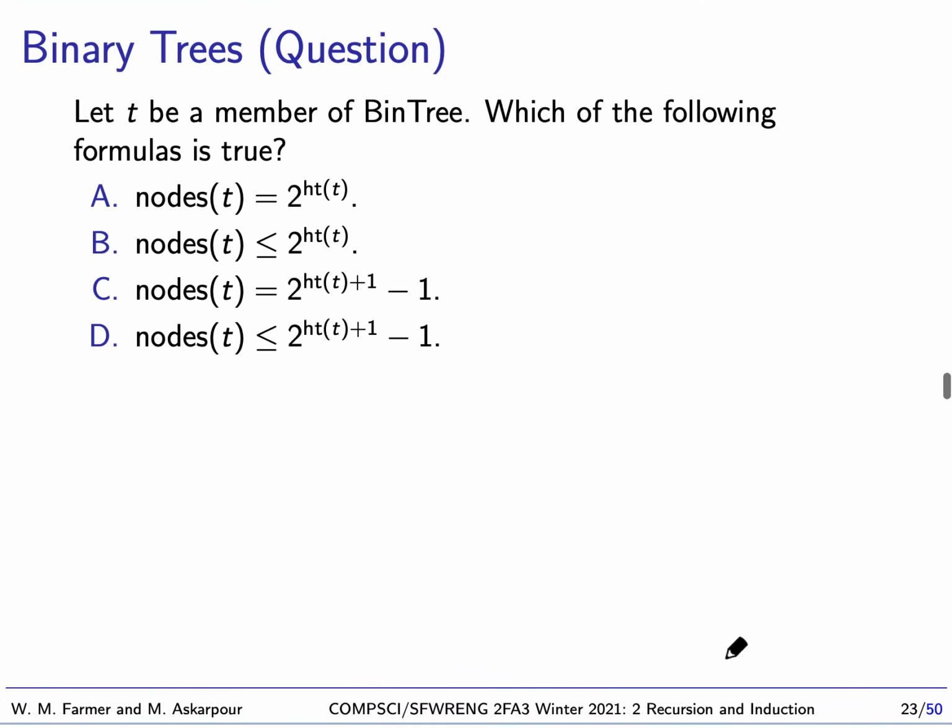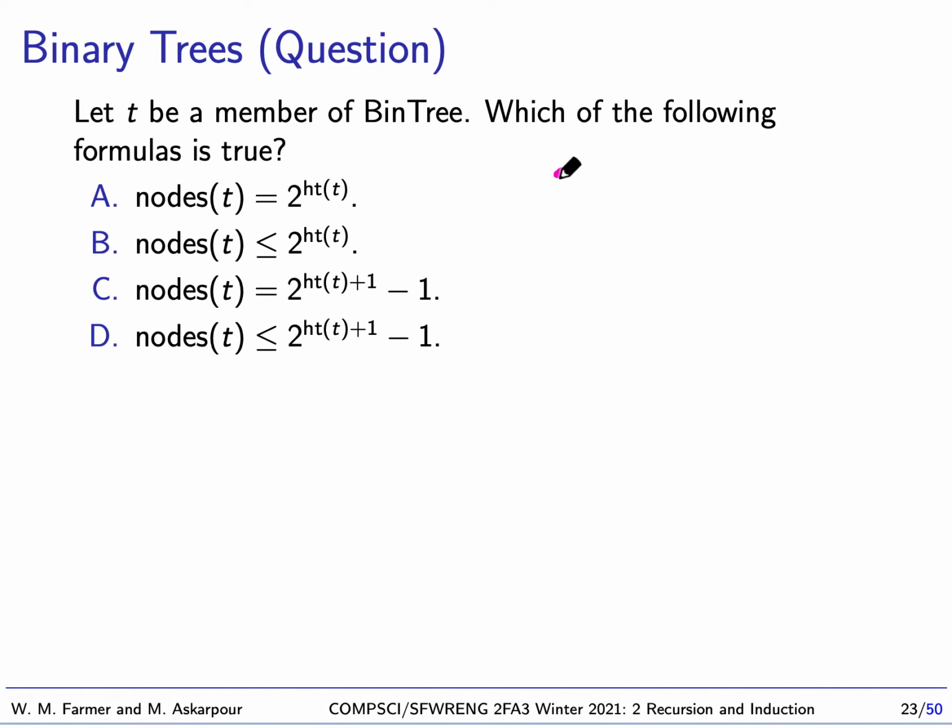Okay, so here's a question. Let T be a member of bin tree. Which of the following formulas is true? These formulas relate the number of nodes in a tree to the height of the tree. I'll give you a moment to think about it. Okay, welcome back.